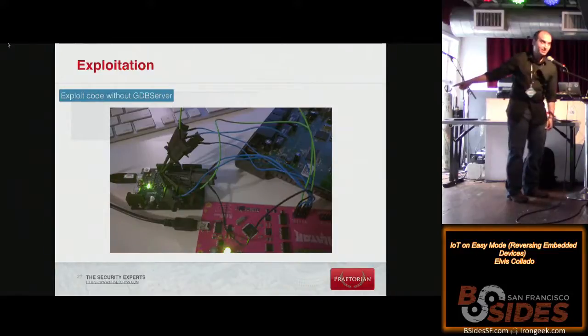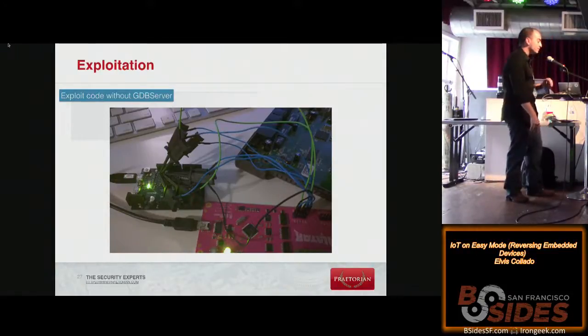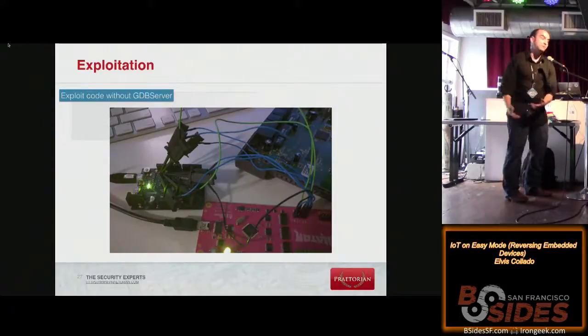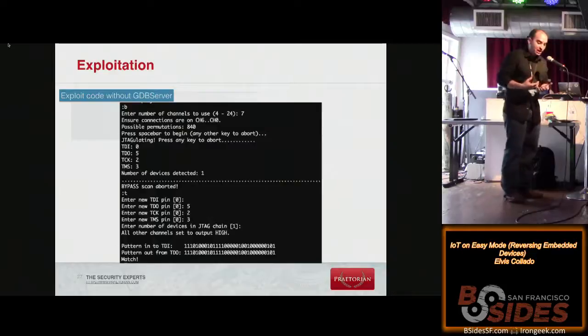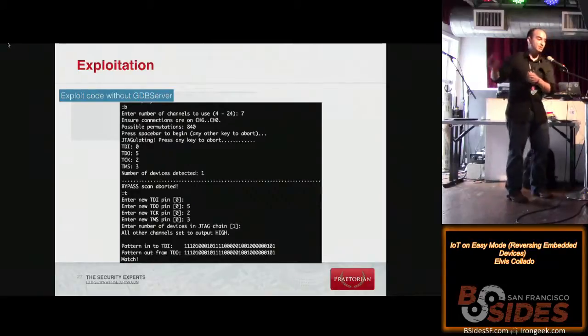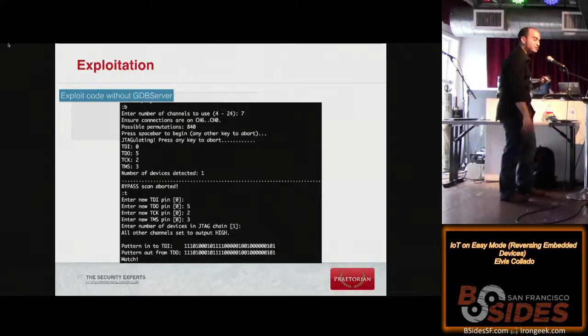This is the JTAGulator as well. It's a bit expensive. I'm currently working to see if I can make a much cheaper one so people can get into this kind of space without spending a lot of money. So this is just a quick output from the JTAGulator. You find your input, your output, your clock, and it's great. You can also test it to make sure that it's the right ports, because sometimes with the JTAGulator, you do get false positives.